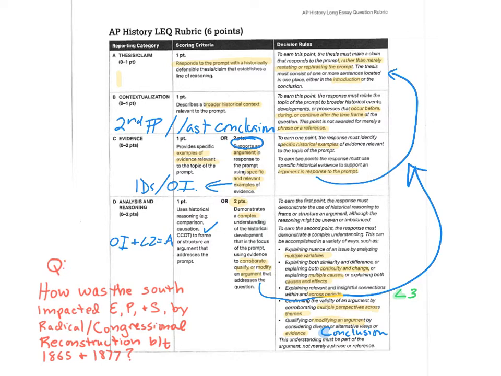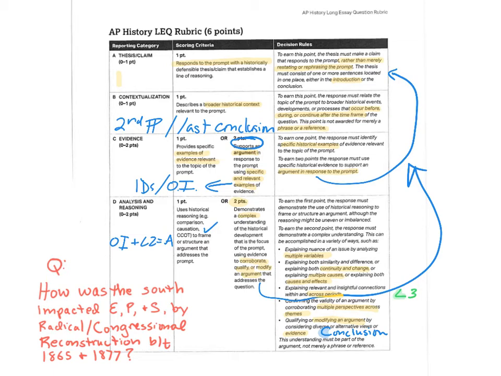So I have a sample question here real quick. If you're feeling good and you want to stop the video, I know we're close to about 10 minutes, then that's fine. We'll just go another couple of minutes demoing the question in red that I've written out here and talk a little bit more about how long it should be. So in red: how was the South impacted economically, politically, and socially by radical or congressional Reconstruction between 1865 and 1877. That's all you're going to get.